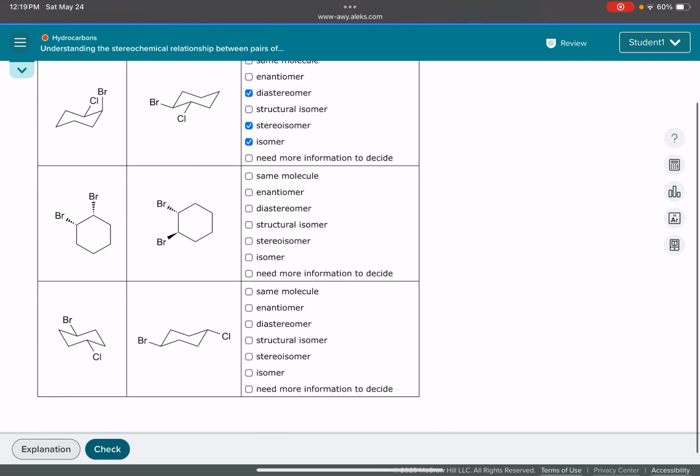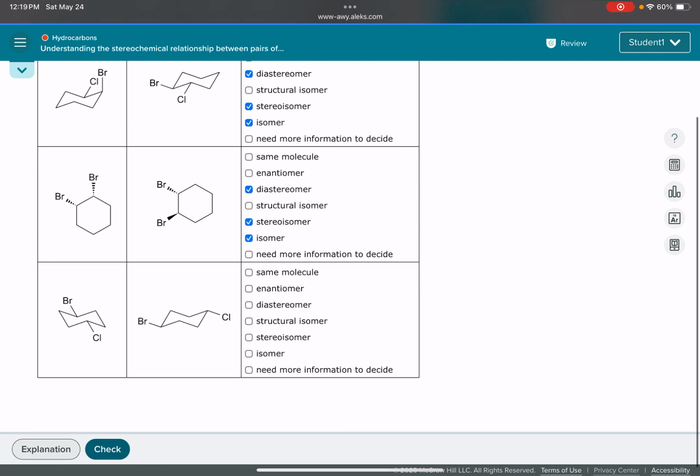So let's look at this next one. Okay, cyclohexane with two bromines on it. And it looks like on the A structure, the left structure, they're both on the same side of the ring. And on the B structure, they're not on the same side of the ring. So it's the same thing. We have a diastereomer, which is a stereoisomer and an isomer. And let's do the same thing here, okay? Both in equatorial positions and opposite of each other. All right, I think that's good.